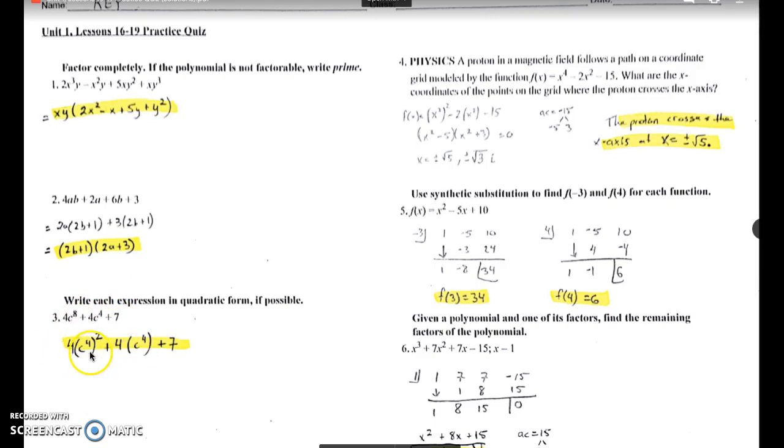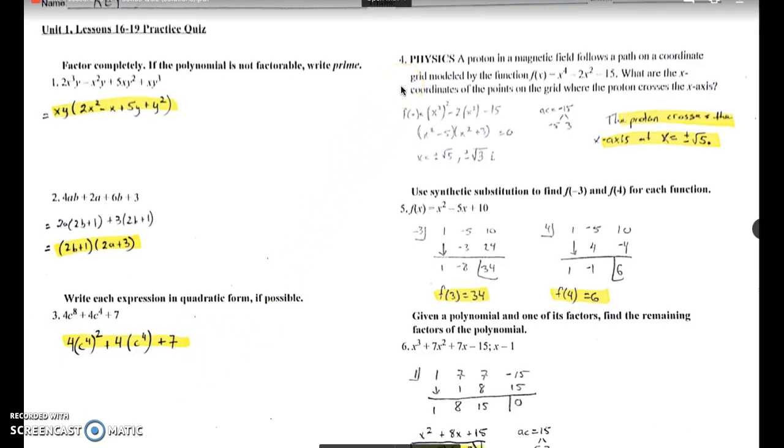To write it in quadratic form, it needs to be a times something squared plus b times something plus c. And the 2 somethings that you put in parentheses have to be identical. And if you can't make them identical, then it can't be put in quadratic form. So to put this in quadratic form, you have to call it c to the 4th to the 2nd. And then using an exponent property, you would get 4 times 2, which makes the original 8. And then you can see that c to the 4th and c to the 4th are both in parentheses, so they're identical. You have 4 times something squared plus 4 times something plus 7. This is quadratic form.